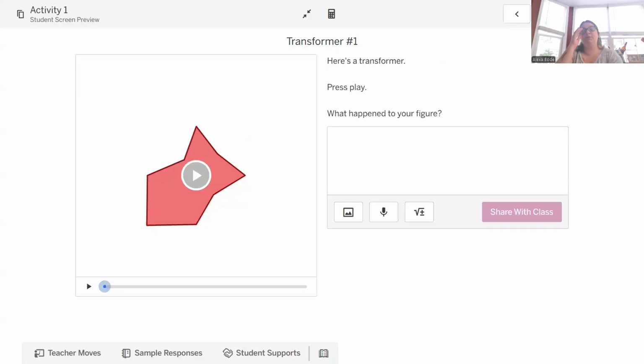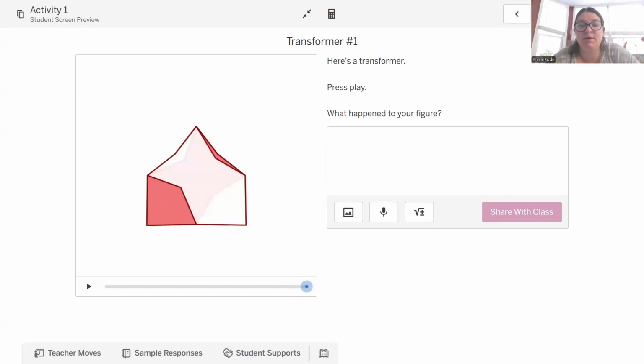So now it's going to transform this shape, and I want you to describe what happens. So transformer one, it's going to take your shape and you're going to press play. So in this box, it says, what happened to your figure? I want you to tell me, how would you describe this? We'll kind of go over the different types of descriptions later. Right now, I want you to type in this box, how would you describe what happened?